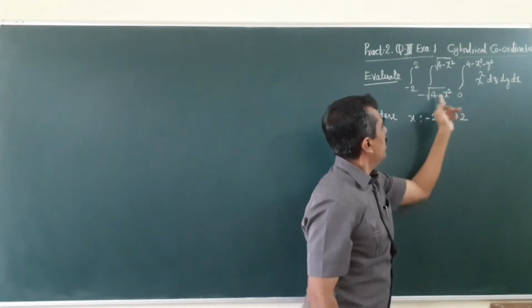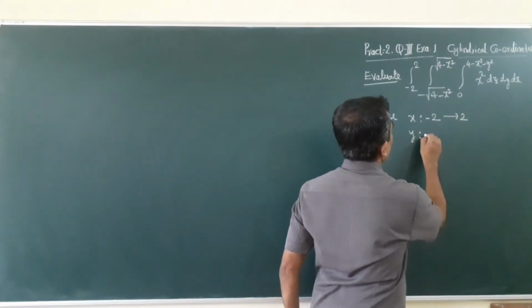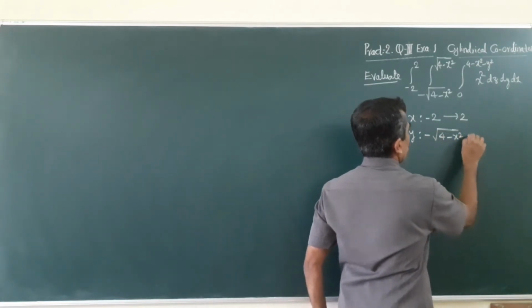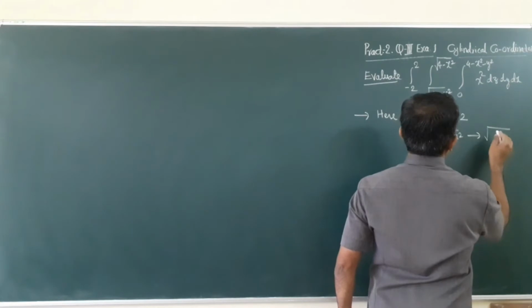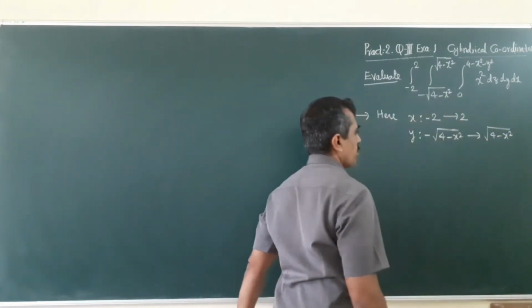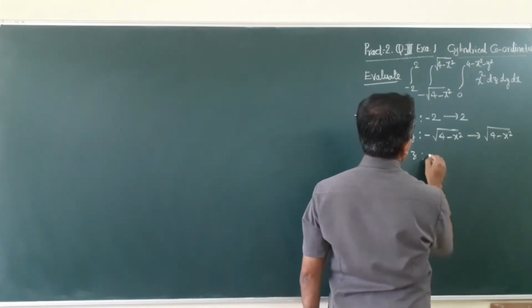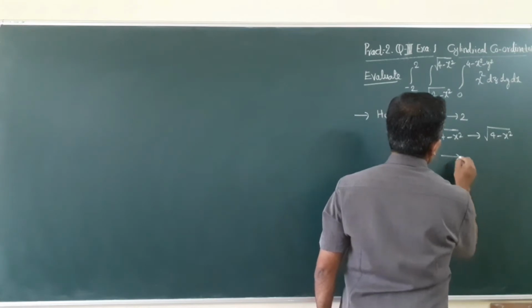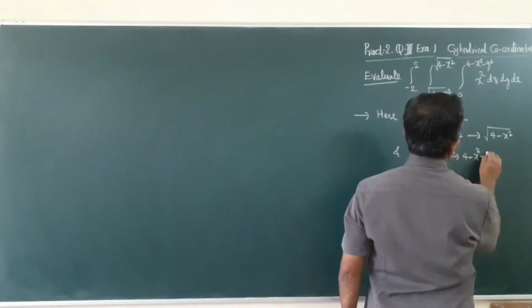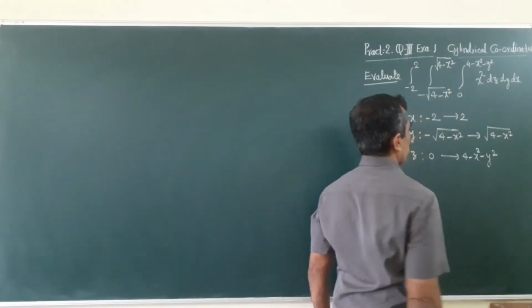What are the limits of y here? y runs from minus root of 4 minus x square to plus root of 4 minus x square, and z runs from 0 to 4 minus x square minus y square.